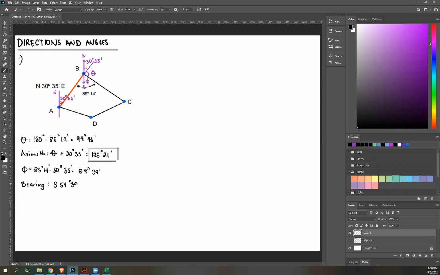5439. And then observe it went to the right, and that's east, right? This is west, east. It went towards east. So this is just east. And that's our bearing. And that's it for number 1. That's how you take azimuth and bearings. Do you have any questions? Please answer in the chat.